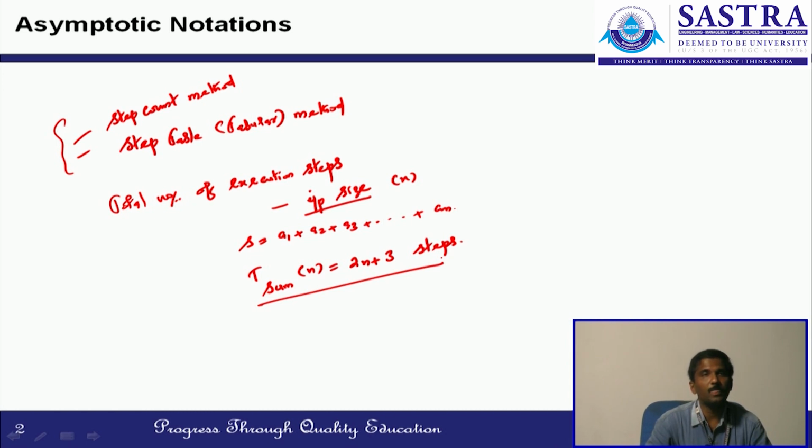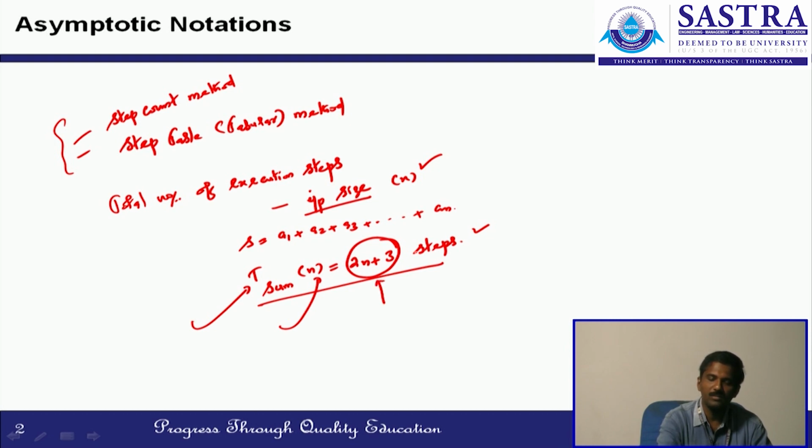T of n, where T represents the computing time of an algorithm, the time complexity, and n represents the input size. The total number of execution steps of the algorithm is, for example, 2n plus 3 steps. In this case, the right hand side expression involves the input size n.